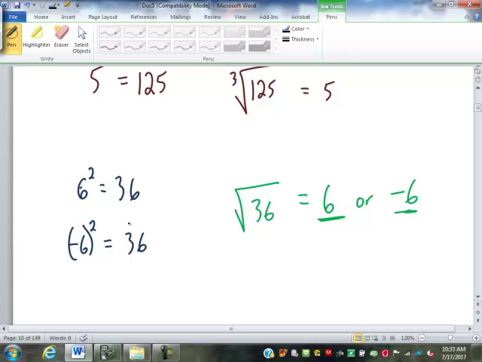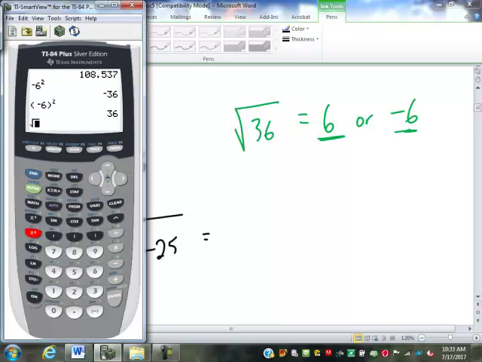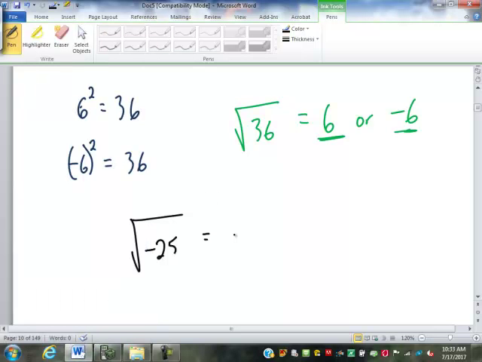Now the other side of that is the square root of negative 25. Well, what happens if I put that in the calculator, square root of negative 25? It says error. Not going to do it, right? There's no number that we can multiply by itself that gives us a negative, because positive times a positive has to be positive. Negative times a negative has to be positive. So any number squared will always be positive. Therefore, we cannot take the square root of a negative number.